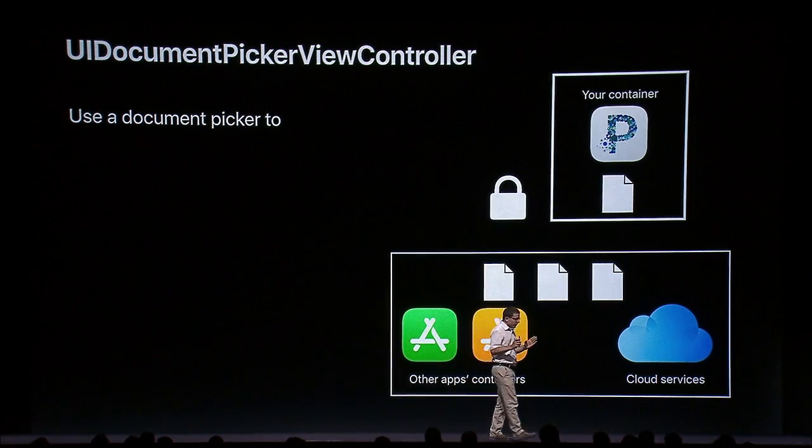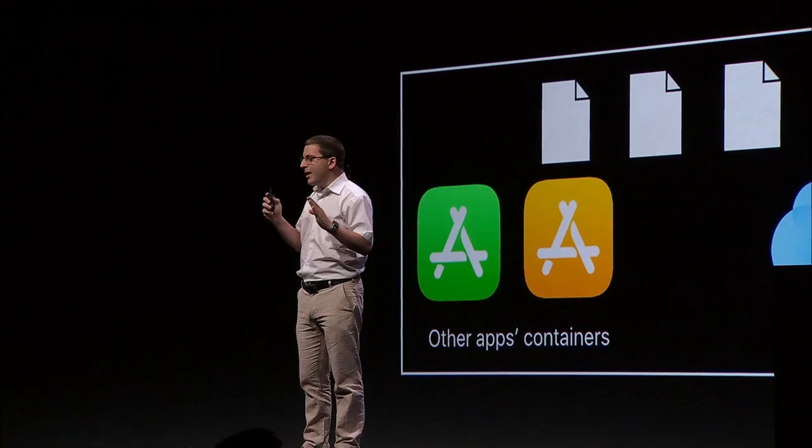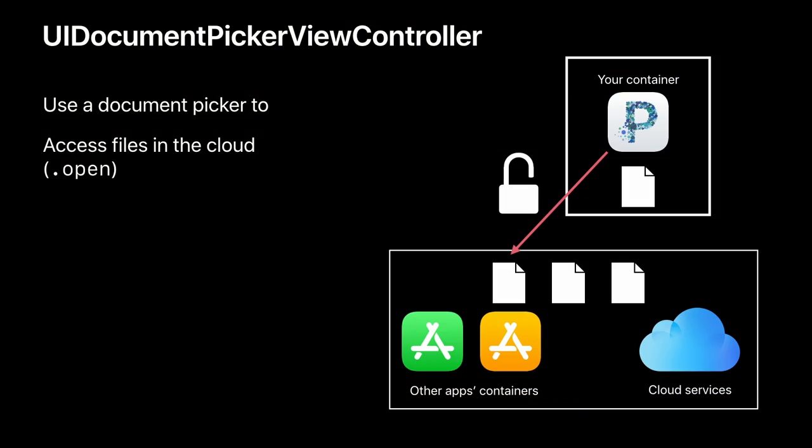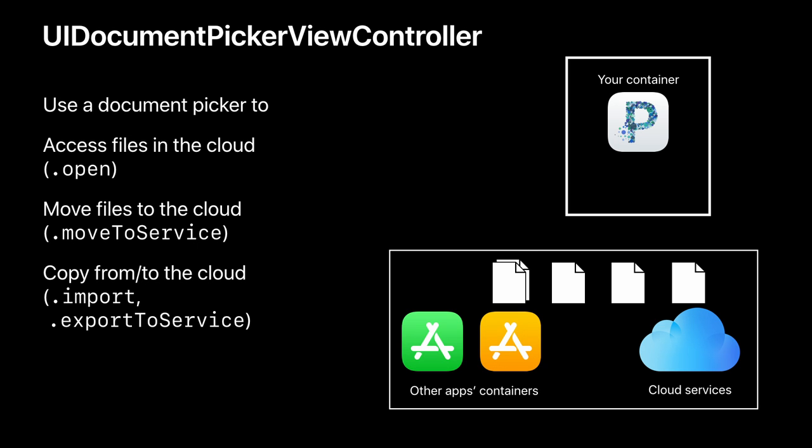What can you do with a document picker? You can use it for multiple things. You can use it to access files in the cloud directly. Now, creating copies, you can use it to move files to the cloud, to implement a save-to-cloud feature. And creating copies of documents is often confusing, but if you really want to, you can use it to copy things from and to the cloud.